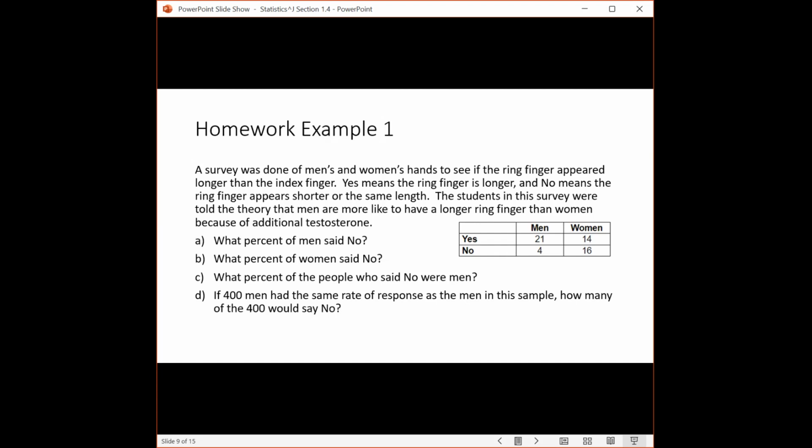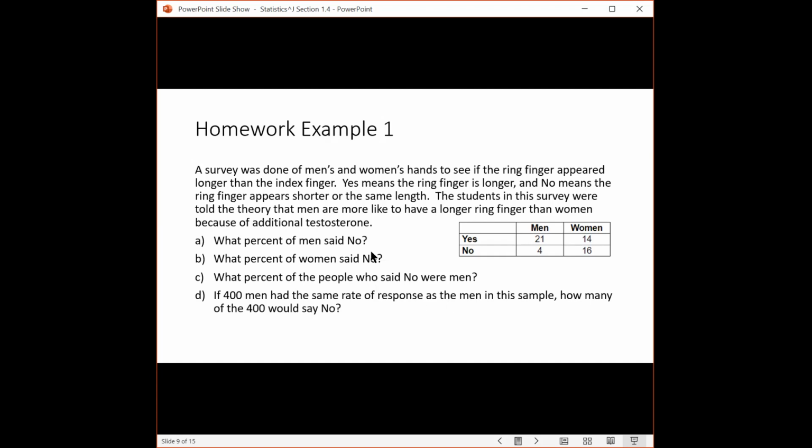So a 2-way table has already been constructed, so you don't need to go through the individual data to create it. Instead, you're just asked to directly go to doing the comparison by converting this to percents. So we want to find what percent of the men said no, what percent of the women said no, what percent of the people who said no were men? And then if 400 men had the same rate of response as the men in the sample, how many of the 400 would say no? So those are the 4 questions we want to answer. All right, so how do we do that? The next page has the solution, but let's talk through it first.